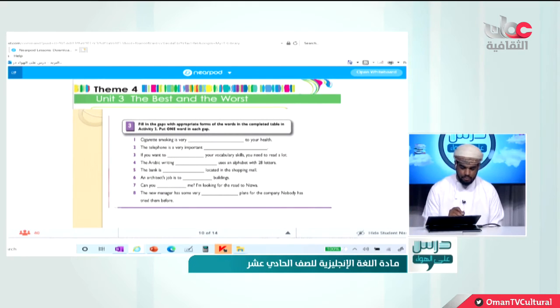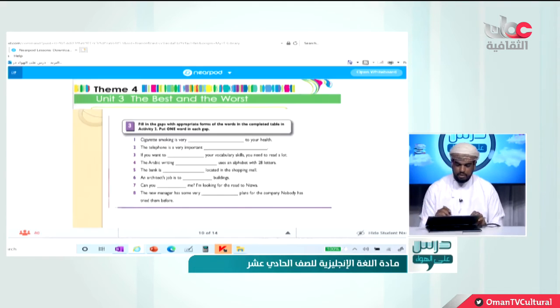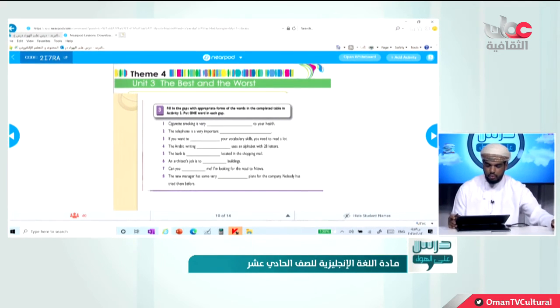I hope you are back. Come back, guys. So this is the activity. Fill in the gaps with the appropriate forms of the words in the completed table in activity number 2. So if you know the meaning of that vocabulary well, you will answer this activity easily. Put one word in each gap. So let's move to the activity now, and I will give you a chance to do it together. All right, let's go.